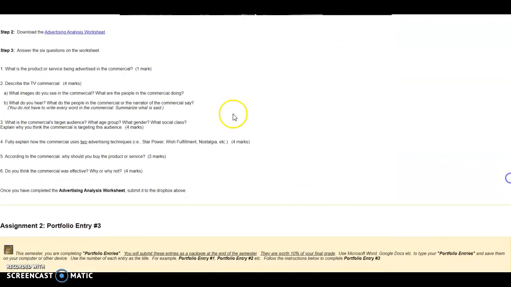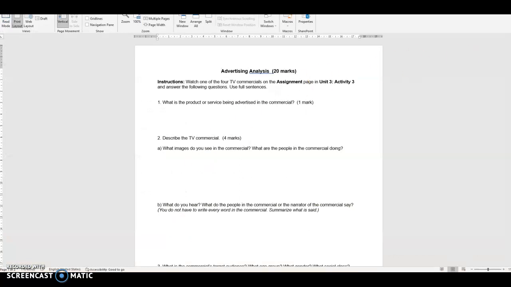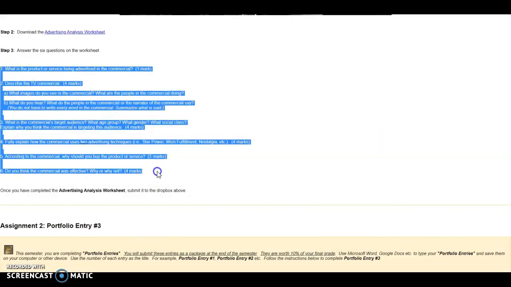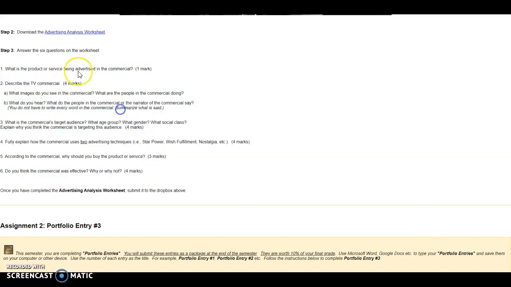And then in step 2, you're going to download the advertising analysis worksheet. It's a Microsoft Word document, so if you download it, it'll look like this. You can download it and convert it into a Google Doc, or if you want, I've provided the questions right here, so you can just copy the questions into a Google Doc if you prefer.